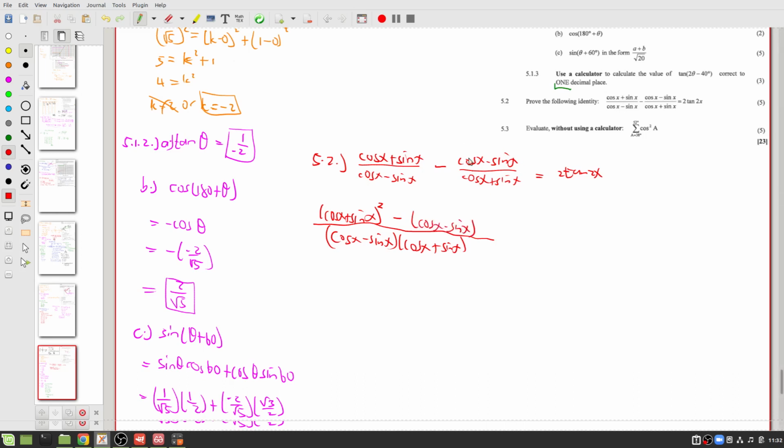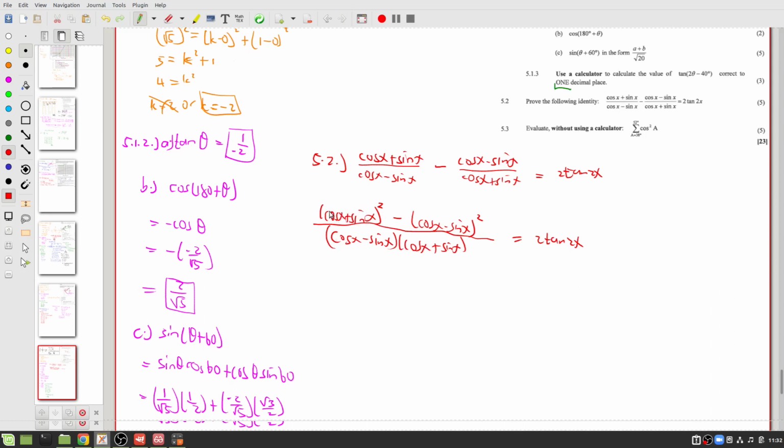And we still have to multiply this with another cos x minus sin x. So I'm just going to write squared again. And on the right hand side, I'm just going to keep my 2 tan 2x. Alright. Now we need to multiply this out, and that's why we need a bit of space.